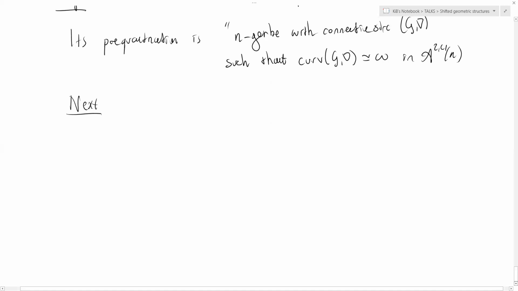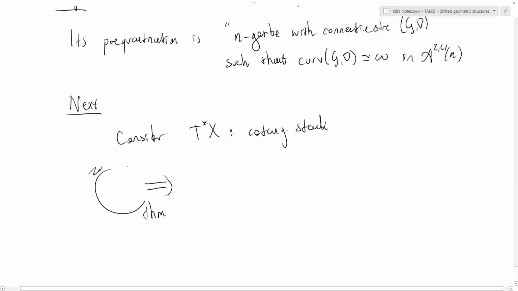Let us consider the cotangent stack. As you see, this is the zero-shifted cotangent stack. So therefore, it has zero-shifted symplectic structure. And then our theorem, so it's a kind of a black box over here. There is some hypothesis here. Let me just leave it as a black box.